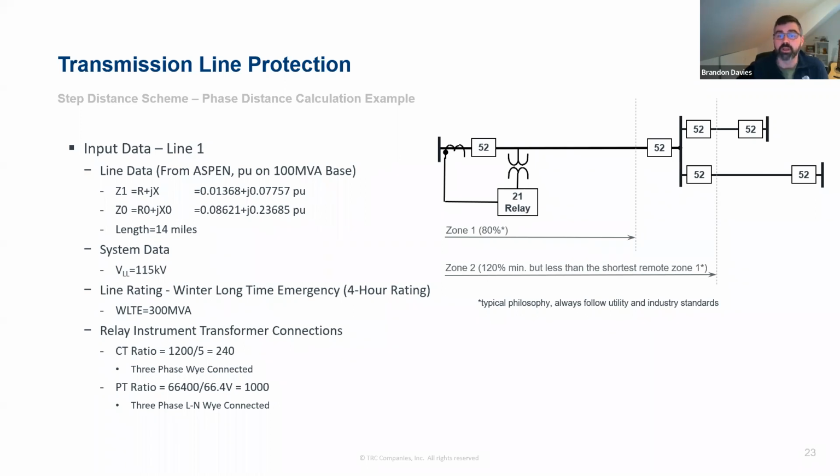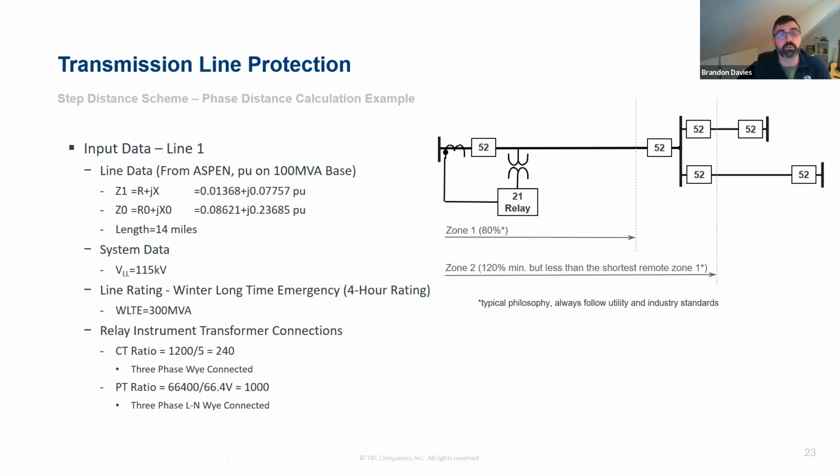So we've got the basic figure here of a 2-zone step distance scheme with zone 1 an underreaching zone. So it only protects part of the line, but it's able to operate instantaneously. And then zone 2 being set above the line impedance so that we can be sure that it overreaches the line. But because of that, it's going to reach further into the system, and we're going to need to delay it to provide coordination with the remote bus protection or line protection off the remote bus.